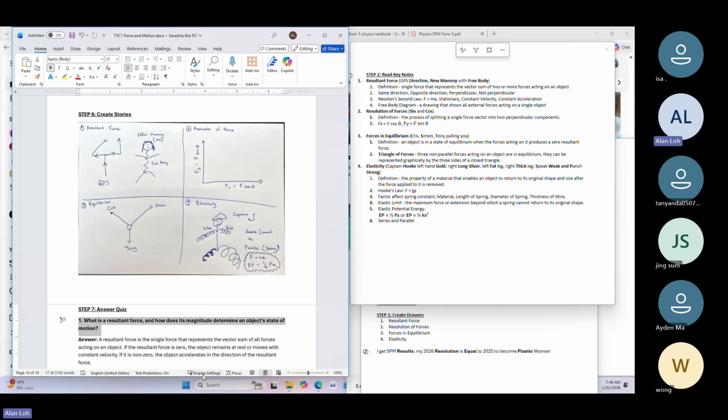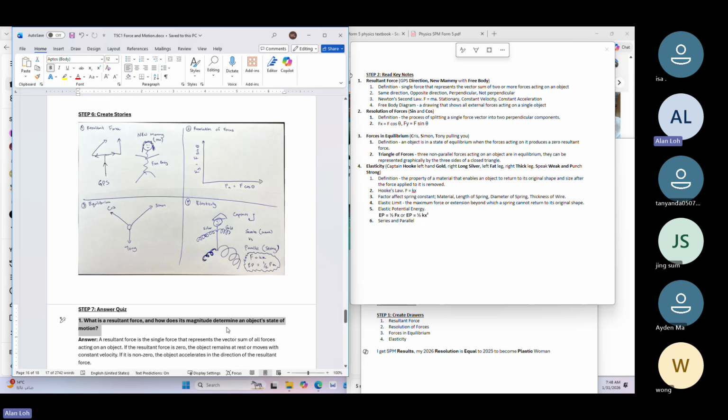Read the question and ask yourself which drawer is this. Okay, clearly this is drawer number 1. By looking into this drawing and also with the help of these keynotes, are you able to answer what a resultant force is? Is it something related to the vector sum of 2 or more forces acting on an object? That is the definition of the resultant force.